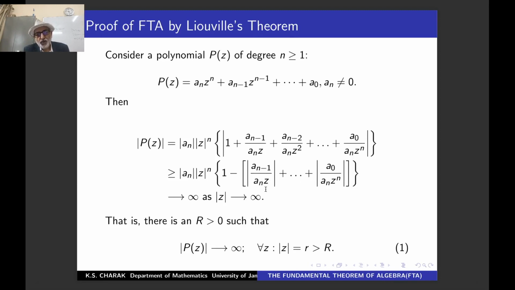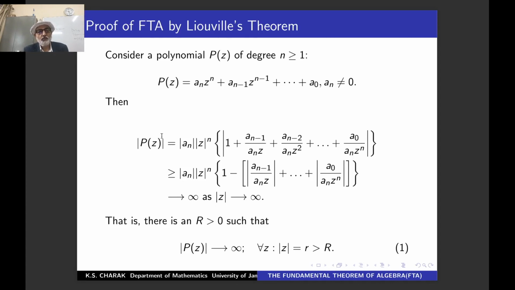That means mod z is in the denominator here. Okay, so if I look at this bracketed expression, and take mod z arbitrarily large, that means mod z is tending to infinity, this term will become 0, this term will also become 0, and this whole thing will tend to 1. So the entire limit will depend on this: mod a_n is not equal to 0. If mod z is tending to infinity, this term is also tending to infinity. So that's why I say that this whole expression tends to infinity as mod z tends to infinity.